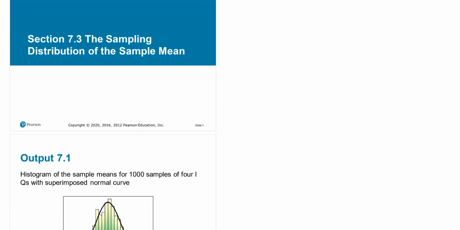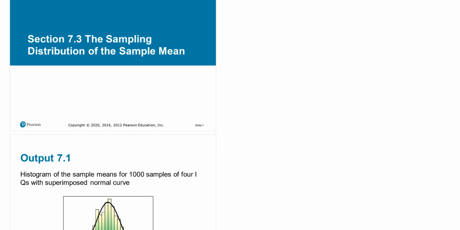Section 7.3, Sampling distribution of the sample mean. Before, we talked about the variable x and how it was distributed. Was it normally distributed or not? Like, if it was a symmetric bell curve, that's called normally distributed.